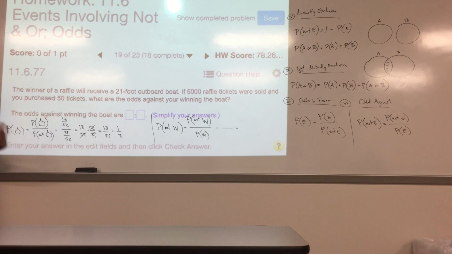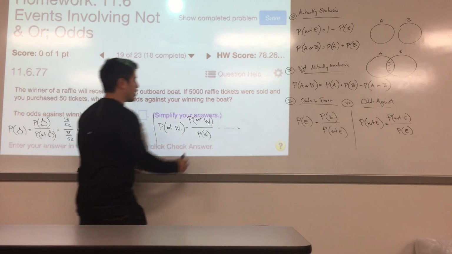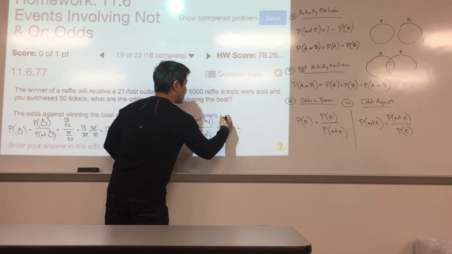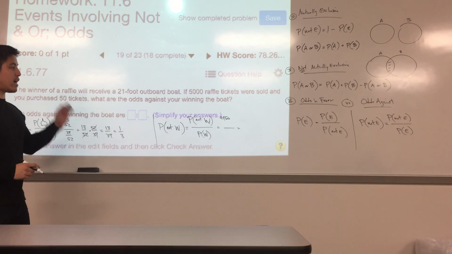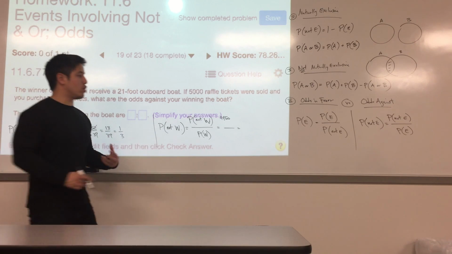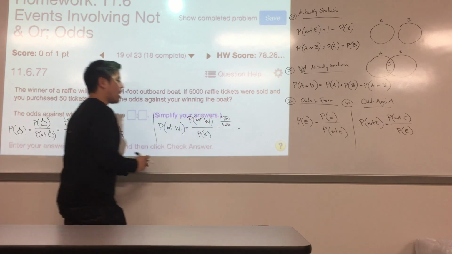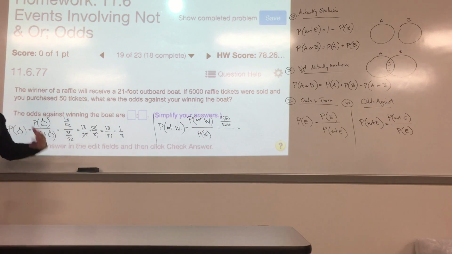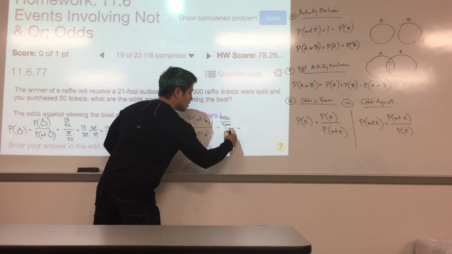If there are 5,000 raffle tickets, you got 50 of them. 4,550. Exactly. 4,950. Everybody agree? There are 4,950 other raffle tickets that could be pulled out of the 5,000. Now, what are your chances, or what's your probability, of them pulling yours? 50 out of 5,000.